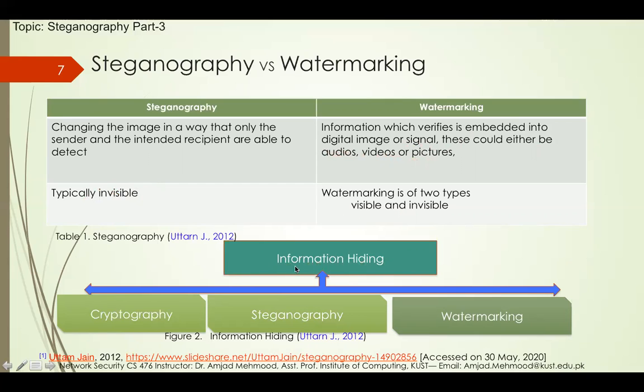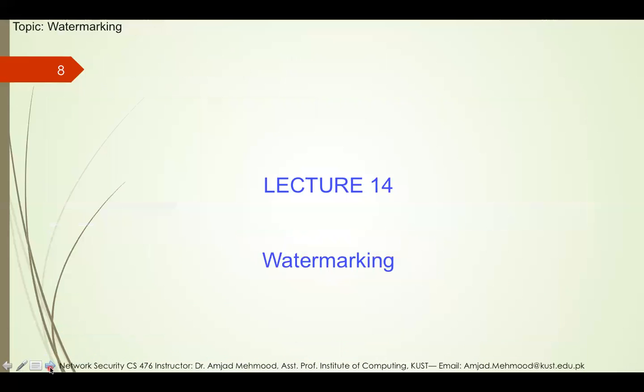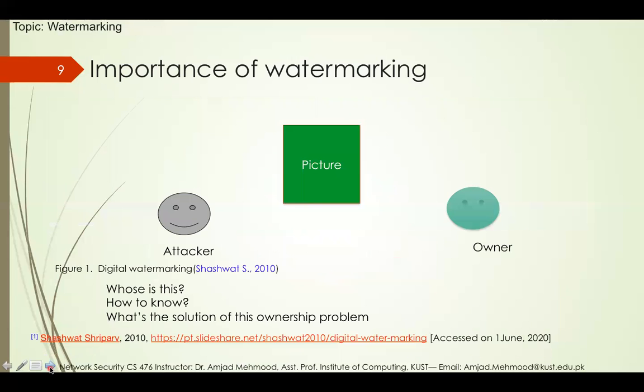You can see that now we have three strategies of information hiding: cryptography, steganography, and watermarking. So these are the three strategies used for information hiding to make your communication secure. Now let's start with lecture number 14, on the topic of watermarking.